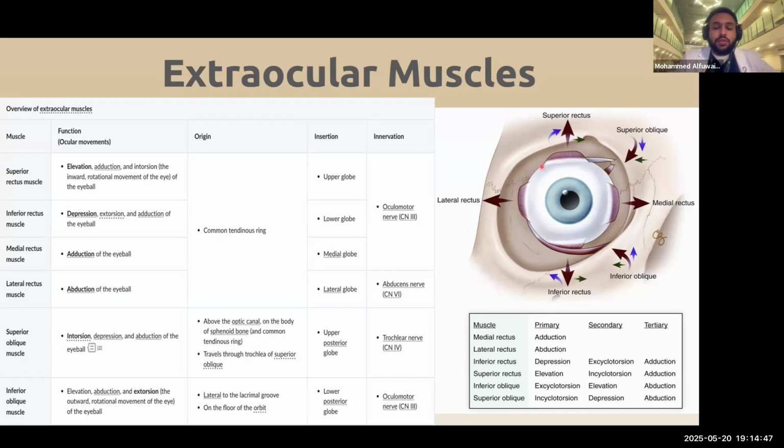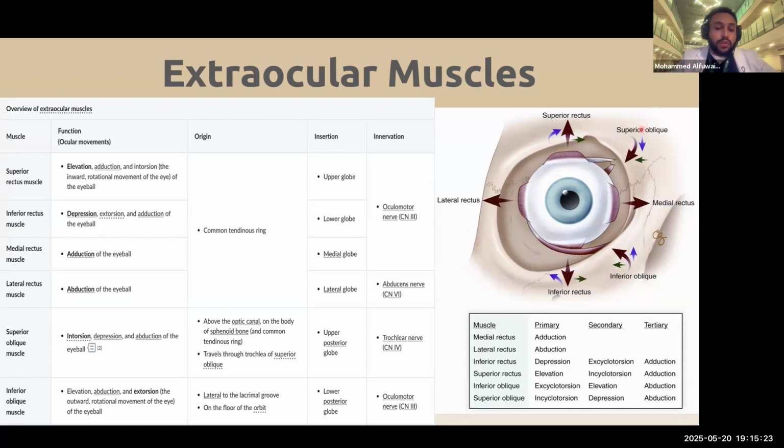Then we'll have 2 important muscles, the superior oblique and the inferior oblique. These muscles, when they contract, they act in a certain way, which is the superior oblique, when it contracts, it will cause incyclotorsion, which means that it will bring the eye inwards like this. It will contract this way, so the eye will turn this way. So it will let the eye look down and out. Opposite is inferior oblique. When it contracts, the eye will look this way.